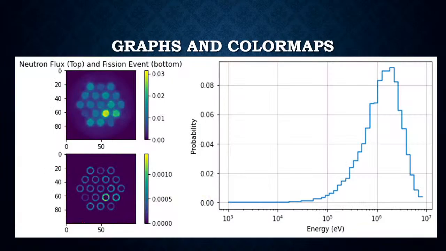Just to go through some quick, interesting color maps that I was able to produce, you can see here on the top a total neutron flux event color map that shows where all the neutrons and photons were interacting inside of the reactor, as well as the probability energy distribution for fission events here on the right.